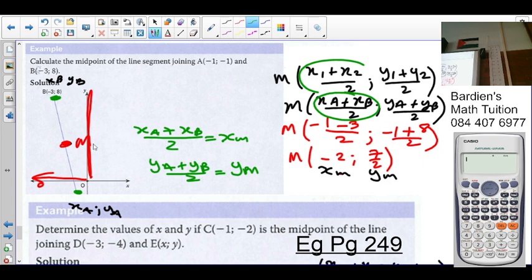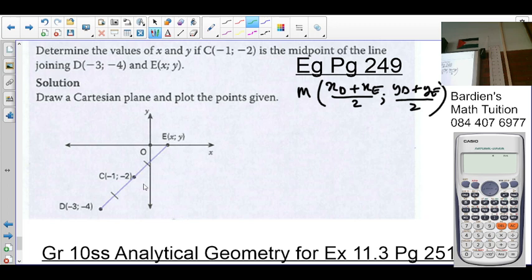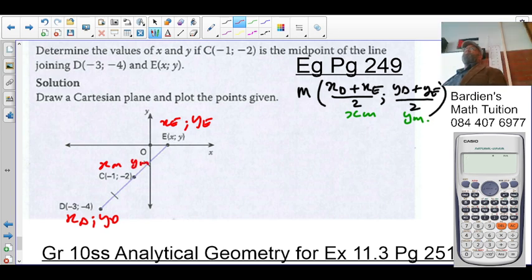So now with that in mind, I tackle the sum here. That is going to be your x midpoint, and that's going to be your y midpoint. So if this is xE and yE, this will be xD and yD, and this should be xM and yM. So that's now your midpoint given to you. You guys understand?